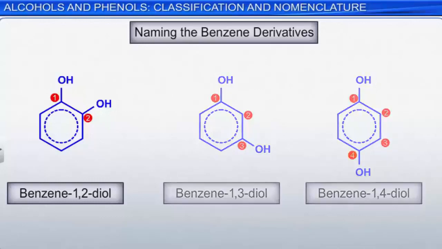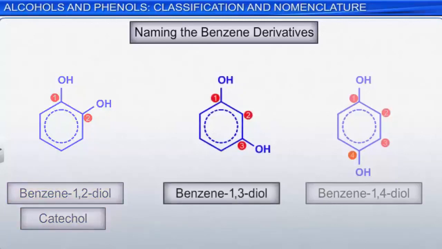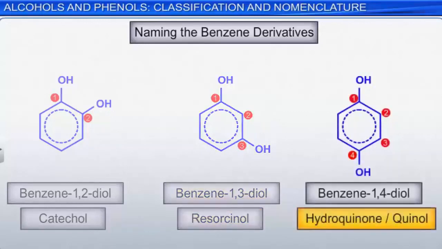However, the dihydroxybenzene derivatives are actually better known by their common names. Benzene 1,2-diol is known as catechol or pyrocatechol. Benzene 1,3-diol is commonly referred to as resorcinol. Hydroquinone, or just quinol, is the common name for benzene 1,4-diol.